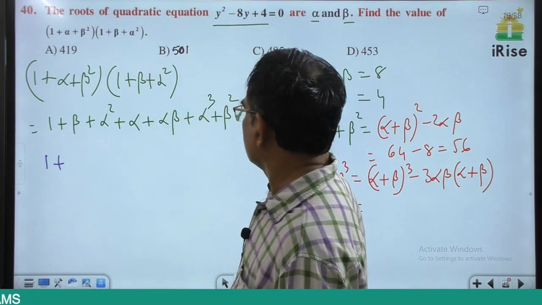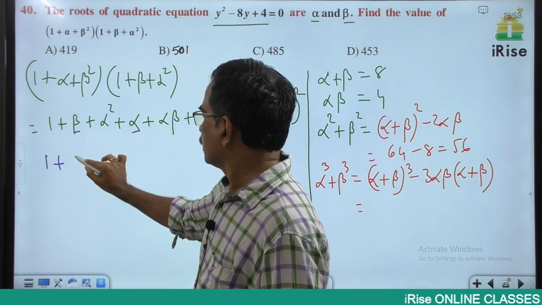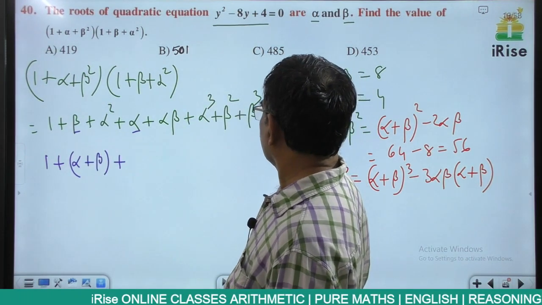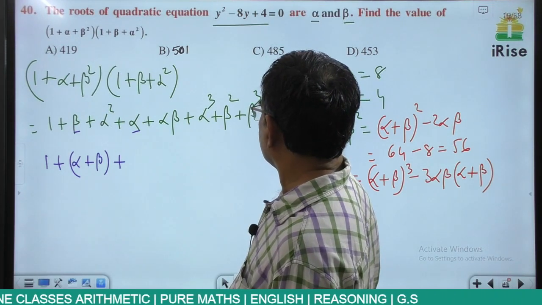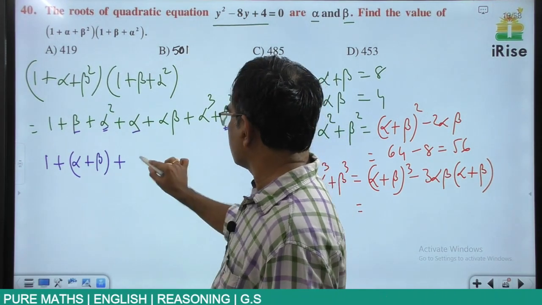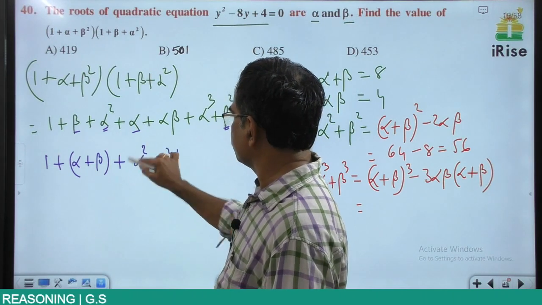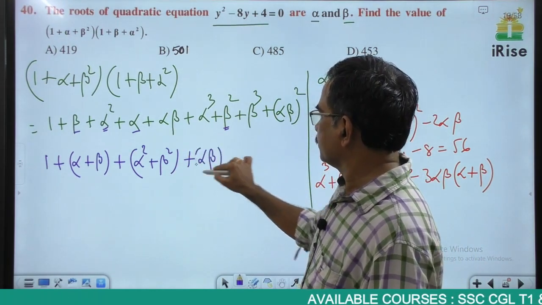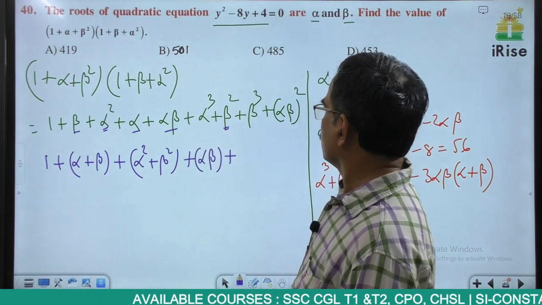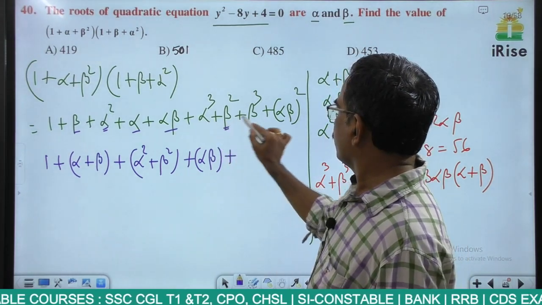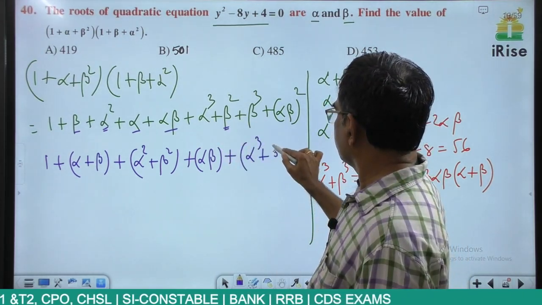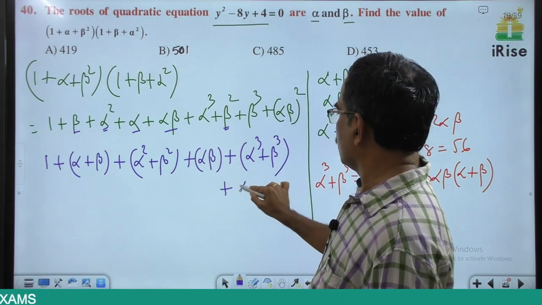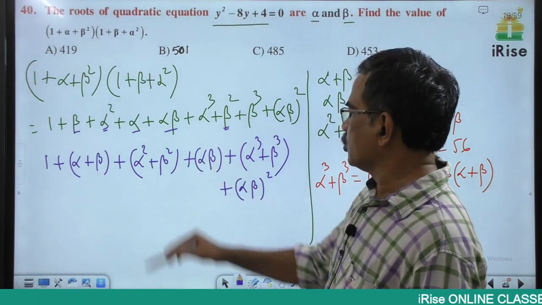1 plus this one and this one, write it as alpha plus beta. Next this one and this one, write it as alpha square plus beta square. This is nothing but alpha beta. This is alpha cube plus beta cube. This is nothing but (alpha beta) whole square. I want to substitute the values.